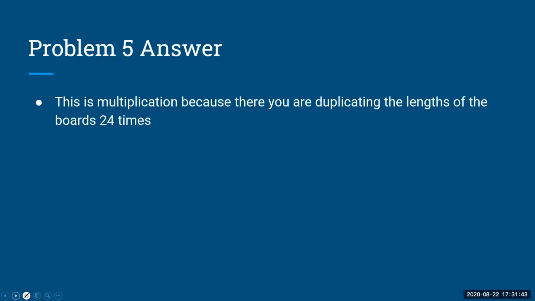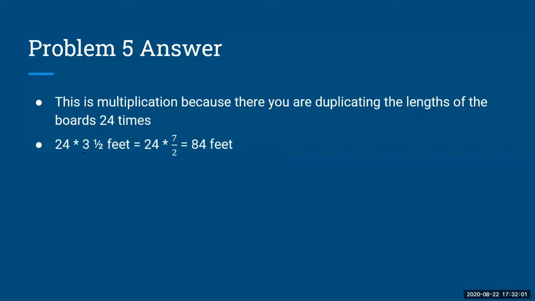All right, so it's multiplication because you are duplicating the length of the boards 24 times, because you have 24 boards and each board is 3.5 feet long. Yep, 420 feet for 4 walls. Check your multiplication, Joseph. Yeah, 84 times 4.